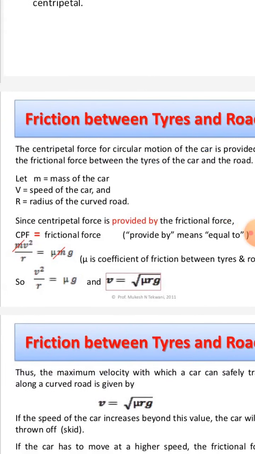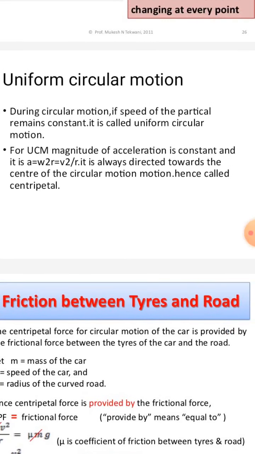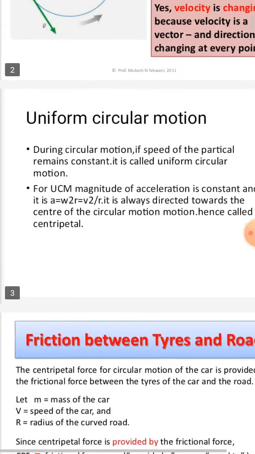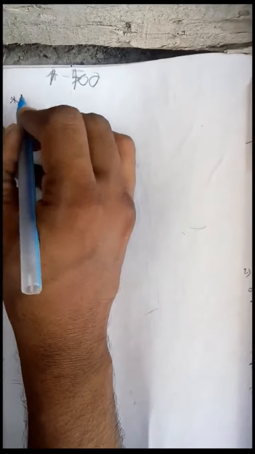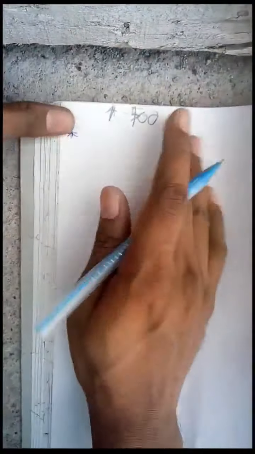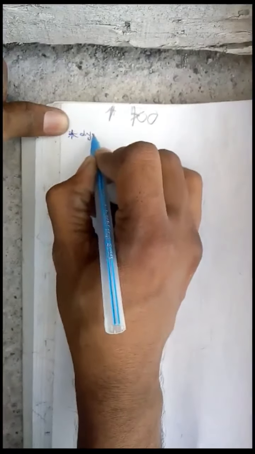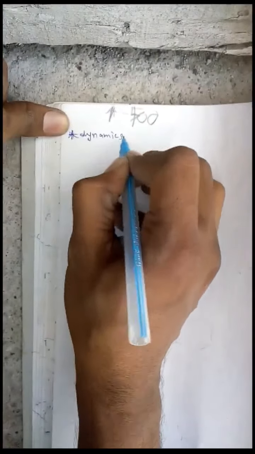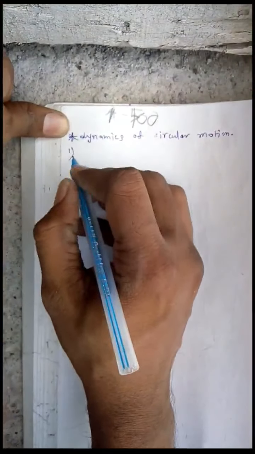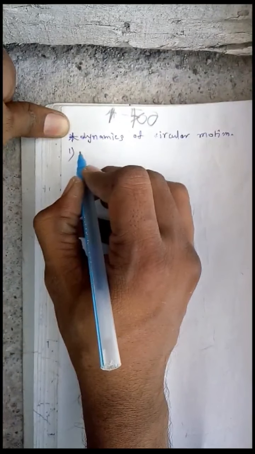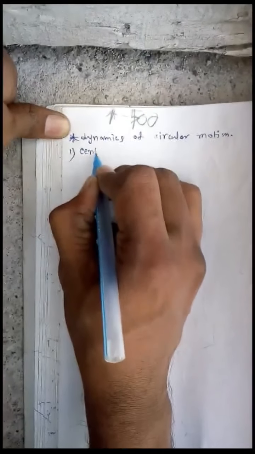So the next topic in this chapter is dynamics of uniform circular motion, dynamics of circular motion. Here the first point is centripetal force.